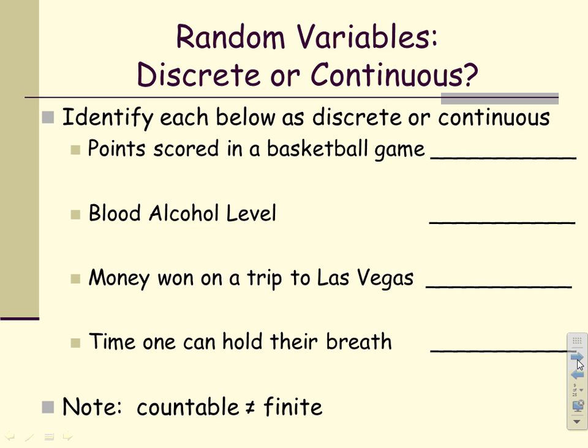First one says points scored in a basketball game. Well, you can score 1 point at a time, or 2 points at a time, or 3 points at a time. You can't score 2.567 points at a time. So that tells us that points scored in a basketball game is going to be discrete.